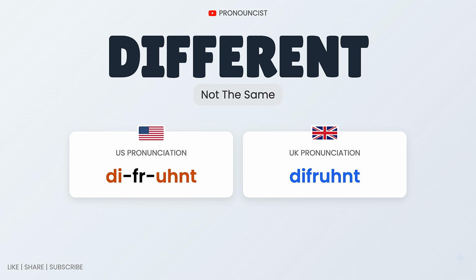US different adds unt. UK different stays tighter. Practice repeatedly and you'll soon be able to say this word perfectly. The best way to practice is to repeat the syllable multiple times.